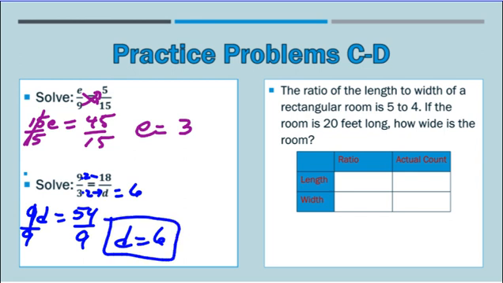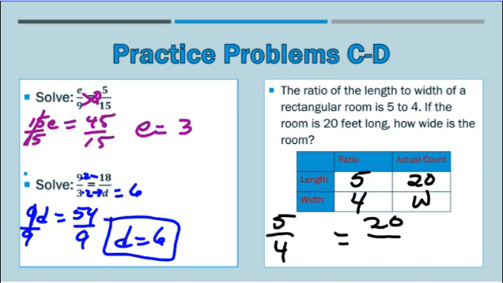And the next one, the ratio of the length to the width of a rectangular room is 5:4. So the length, 5, width, 4. This first column is my ratio. And they said if the room is 20 feet long, so the length is 20, what is its width? We need to find the W. So 5 over 4 is 20 over W.